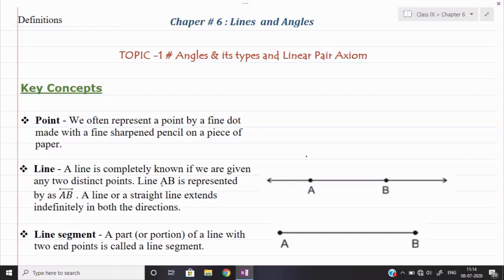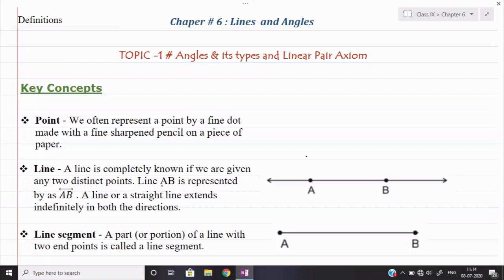Now first of all, we shall understand some basic concepts of lines and angles. As you know, the name of the chapter is lines and angles. In the lower classes, you have already covered some definitions like point, line segment, angle, and you are familiar with them. But once again, we shall see all the definitions quickly. We will not go into detail, but we shall quickly see all the definitions once again, and then we will start our questions, because in this chapter there are many definitions.